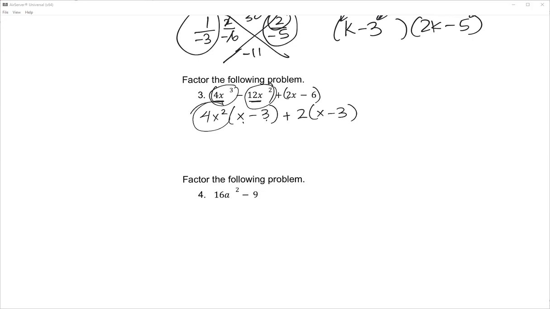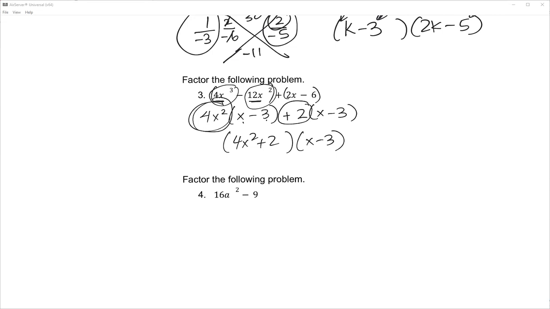Then you take out the 4x squared and the 2, and you put it as one factor of 4x squared plus 2, and then the x minus 3. And that is your answer. You have factored this. That's it. Right?